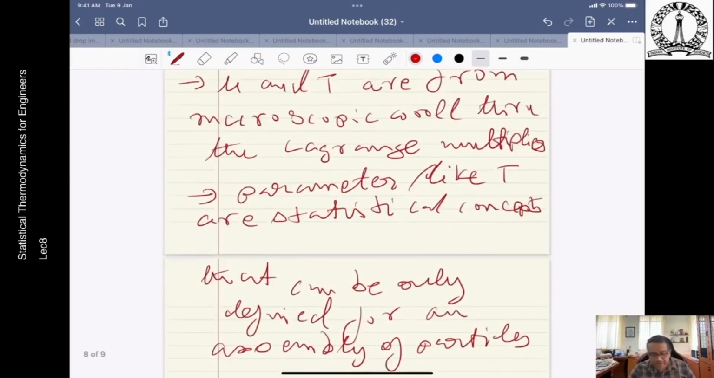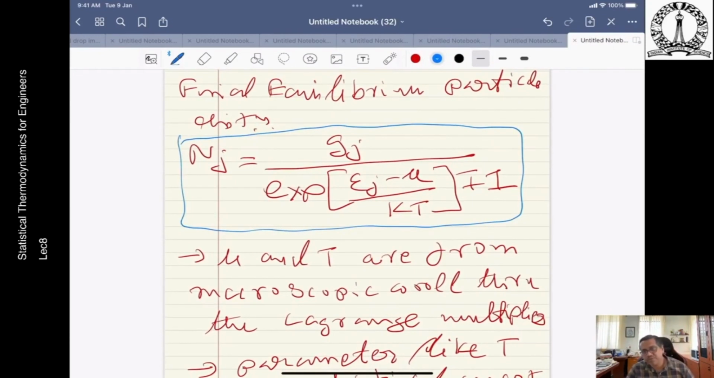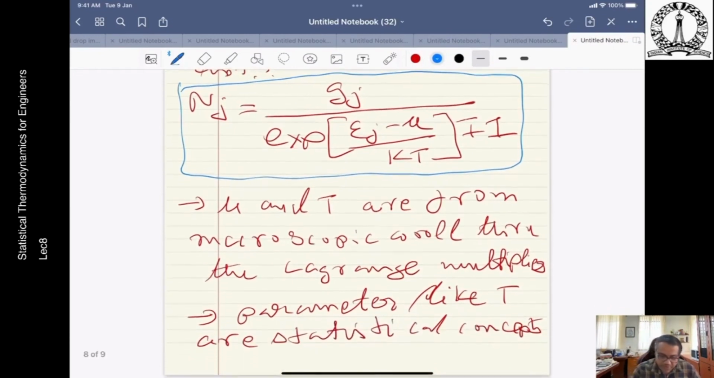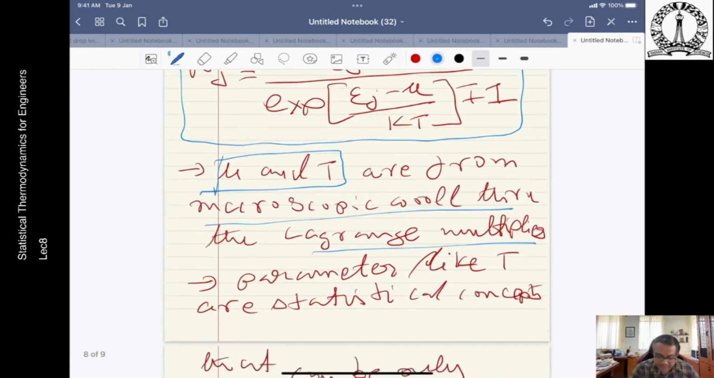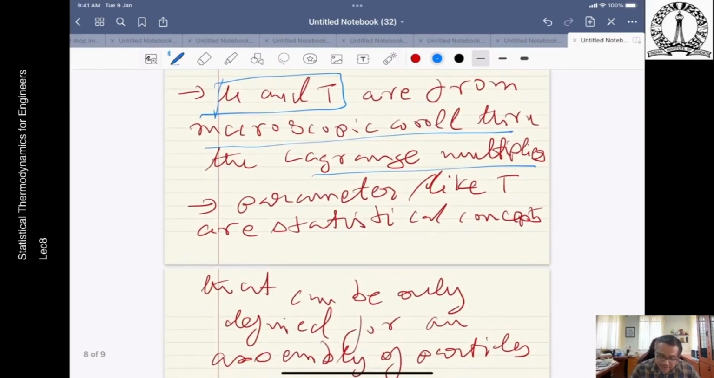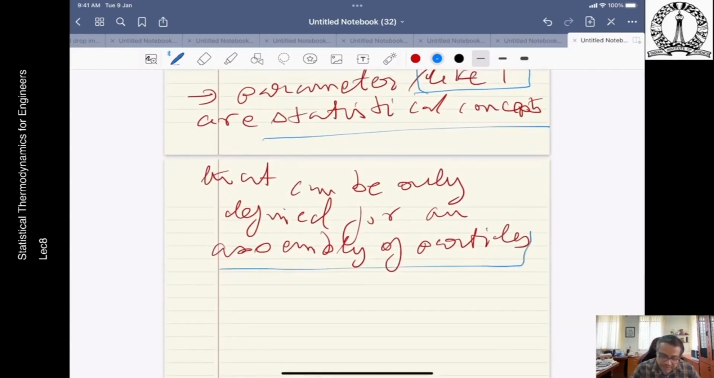So what we have done over here, just to have a quick recap, this becomes your final equilibrium particle distribution, depending on whether it is a boson or a fermion. And mu and T, the chemical potential and temperature, are from the macroscopic world, and enter through the Lagrange multipliers. The important concept is that a parameter like temperature is basically a statistical concept that can be only defined for an assembly of particles. So this is a new insight of what temperature is.